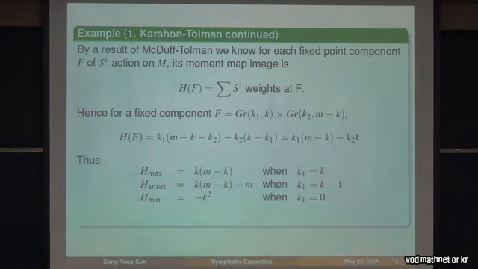So H maximum, H second maximum, and H minimum can be calculated this way. H maximum occurs when K1 is K, and the minimum occurs when K1 is 0. So the Gromov width is exactly H maximum minus H second maximum, which is M. And the Hofer-Zehnder capacity is this one minus this one, which is Km. So this confirms the result of Kaist and Torman. Okay.